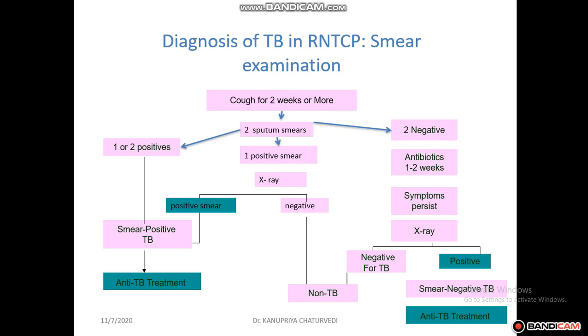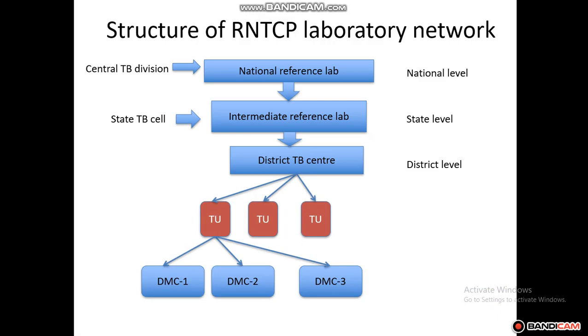If among the 2 sputum smears, 1 smear is positive, then the patient has to be on anti-TB treatment. That is smear positive cases. Sometimes the X-ray may be negative but the smear is positive, then we can say smear positive TB, and the patient has to be on anti-TB treatment. So this is about the diagnosis of TB.